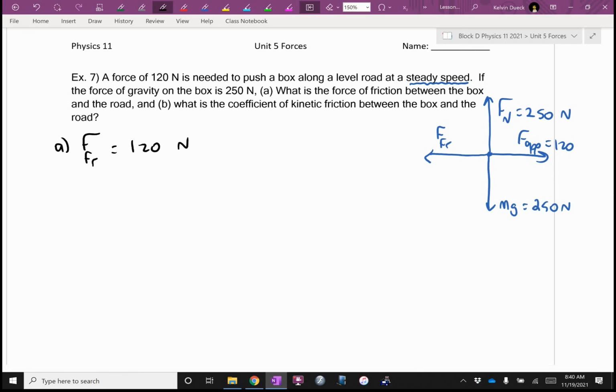Let's keep going, Dan. What's B want me to find? I think it wants me to find mu. What did I find in part A? Bet you I'm going to use that. Yeah, you've clued in that that's a trend quite often, right? Okay. Well, can anybody give me an equation that has a mu and friction in it?